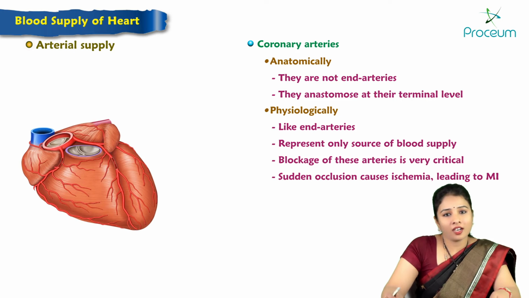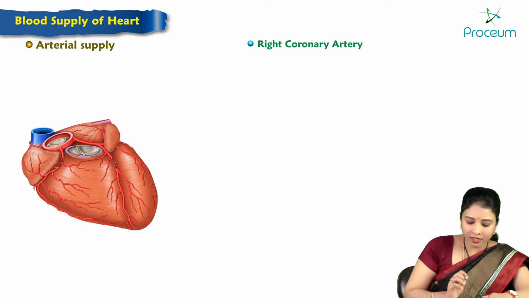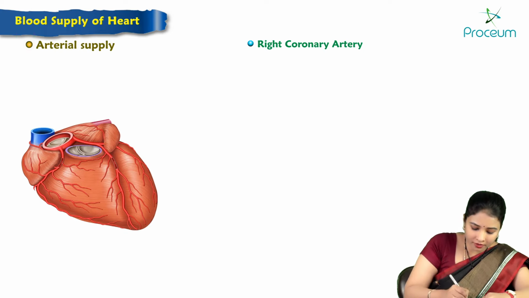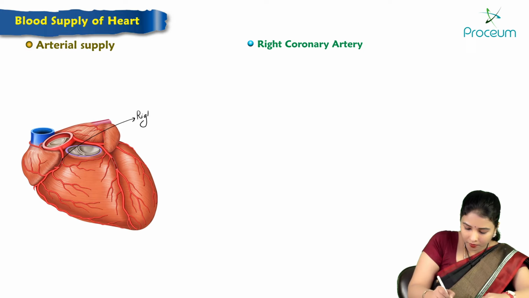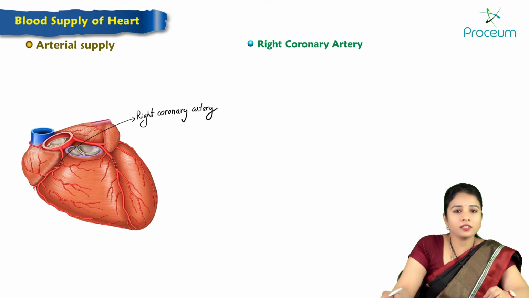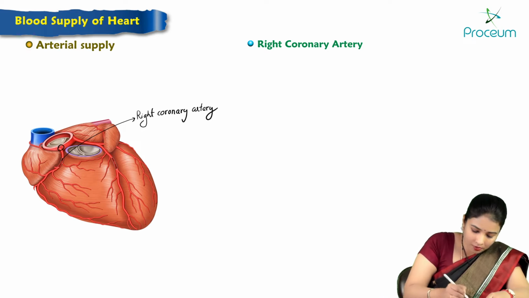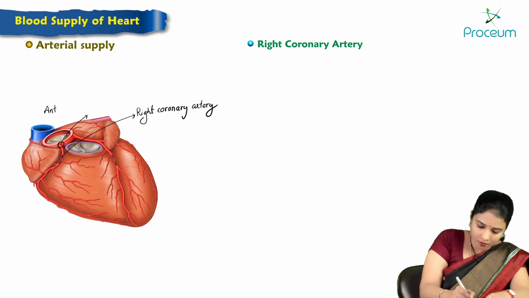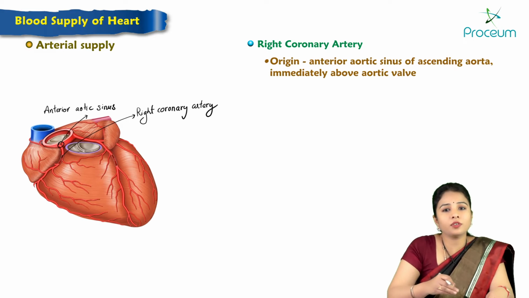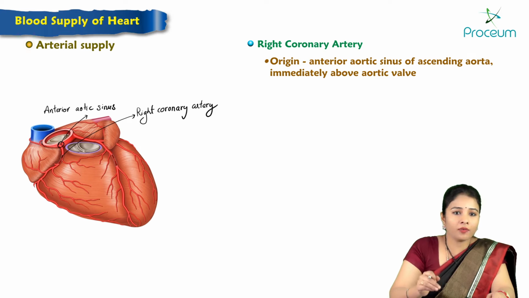Let's see about each coronary artery. First we shall begin with the right coronary artery. Here is the image showing the arterial supply of heart. The right coronary artery takes its origin from the anterior aortic sinus. So this is the aortic sinus. It takes origin from the anterior aortic sinus of ascending aorta, immediately above the aortic valve.